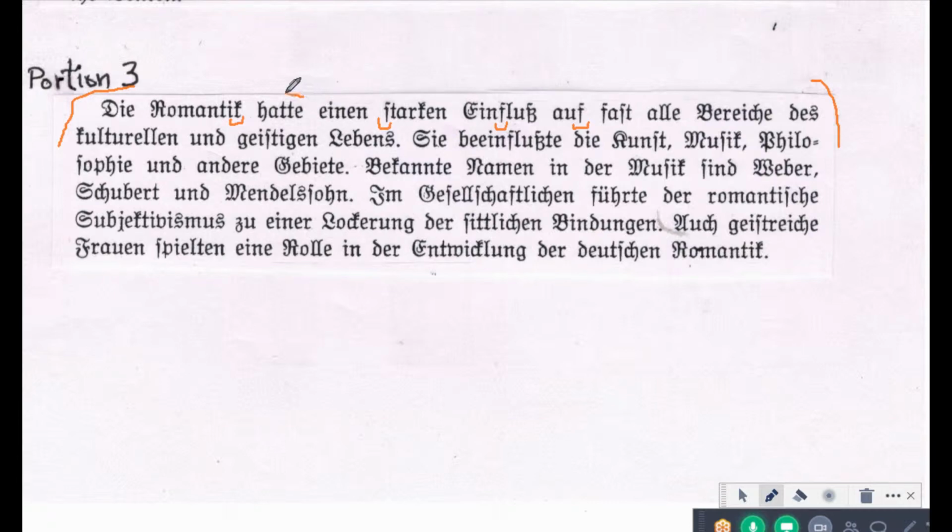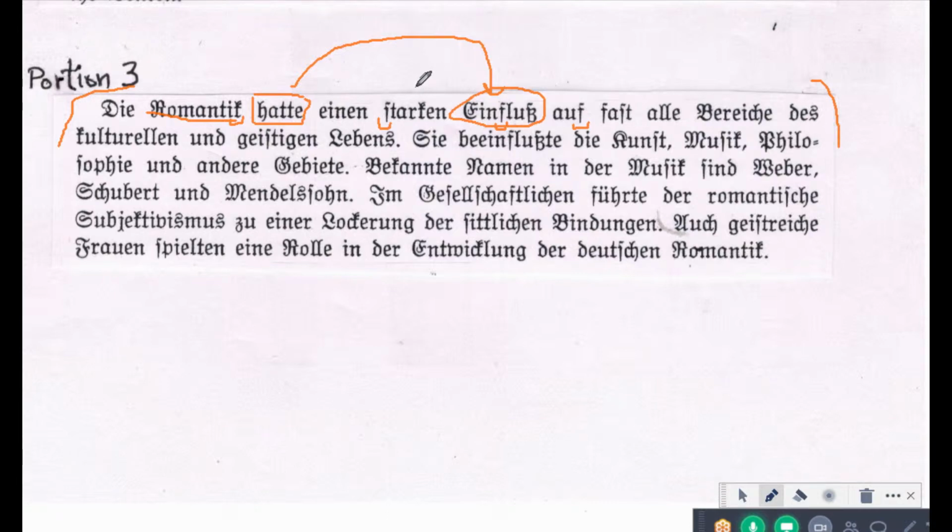Hatte. Good. And subject is? Romantik. Good. Here's your subject. You underline the subject. And where's the direct object? Einfluss. Good. So in this case, this is a transitive verb that transfers its action to the direct object, which is the influence. Einfluss, our English word comes from that directly. Had a strong influence, and then almost all realms. And then it goes on.